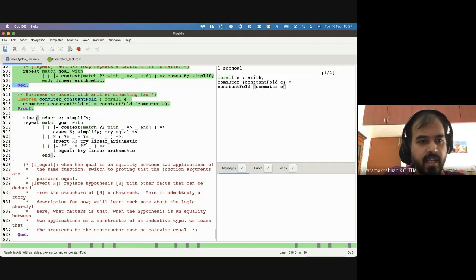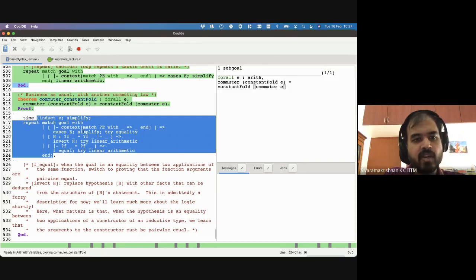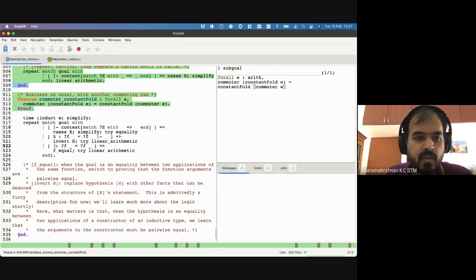So I've combined all of this into a single tactic, right? What are we going to do? We are going to induct, simplify, and then repeatedly apply this goal. If you have a match, we are going to try cases, simplify, try equality. Otherwise, we are going to do these two, right? So invert a hypothesis or apply F equal.